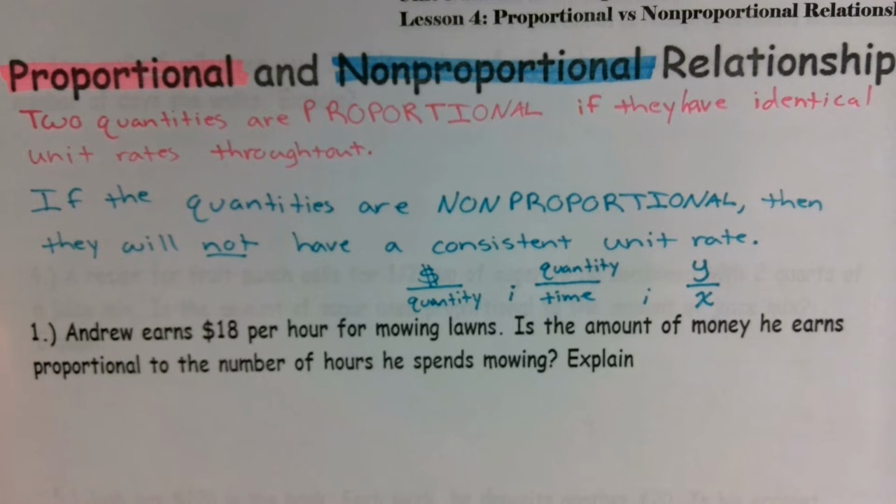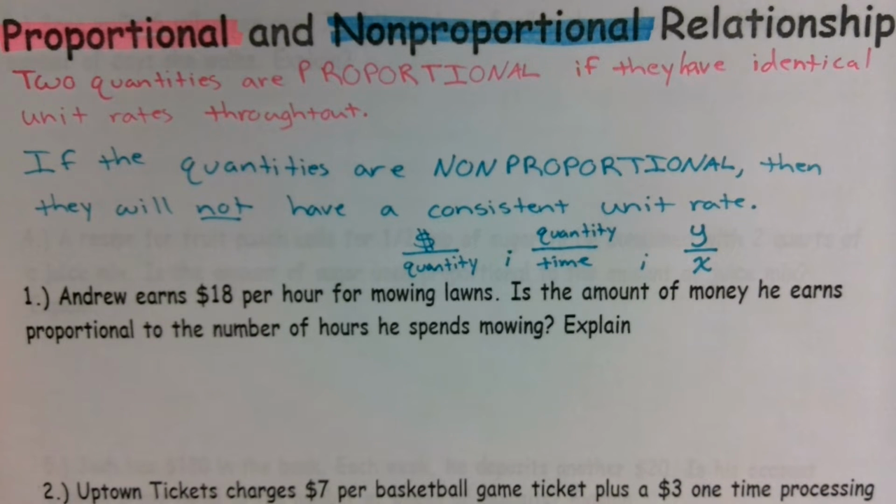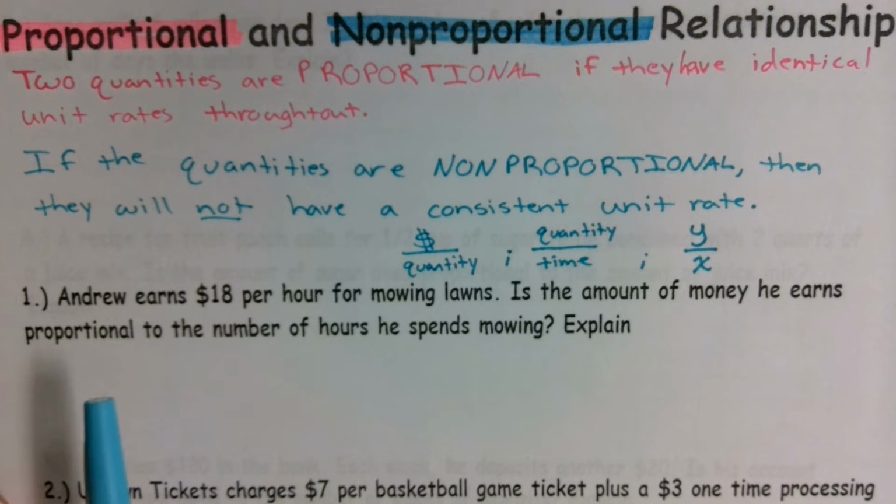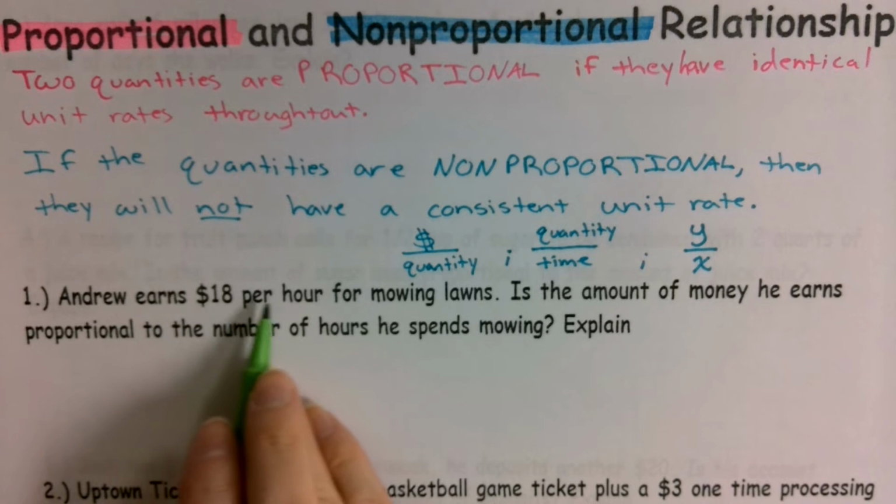Okay, so let's take a look at this first problem. It says Andrew earns $18 per hour mowing lawns. We want to know, is the amount of money he earns proportional to the number of hours that he spends mowing? So the amount that he earns, is it proportional to the amount of time he is actually mowing the yard? Okay, so we know that he earns $18 per hour.